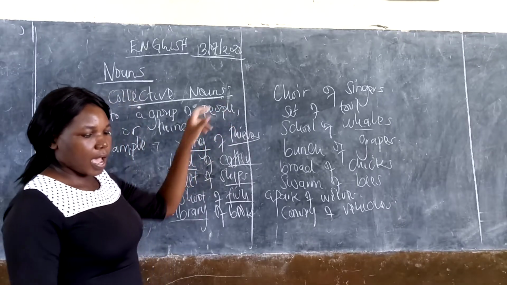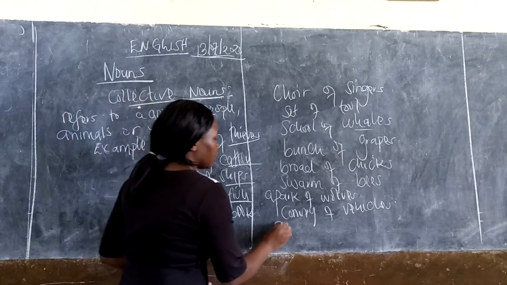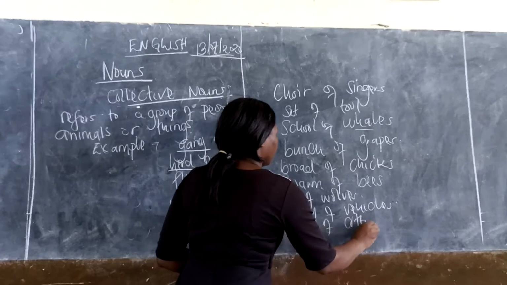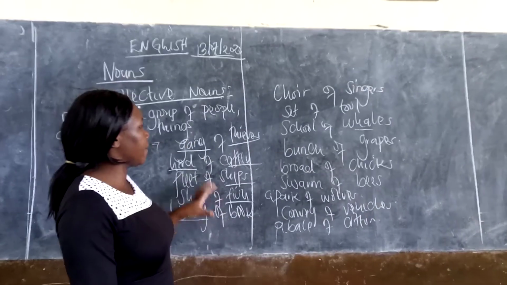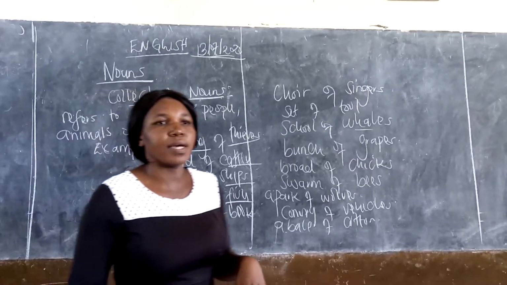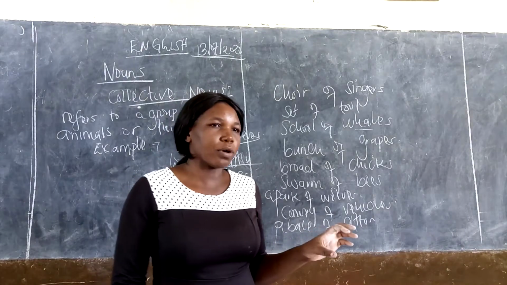We have a bed of cotton. A bed is something like this. Those are just a few examples of collective nouns. I said collective nouns because this is a group of things brought together.